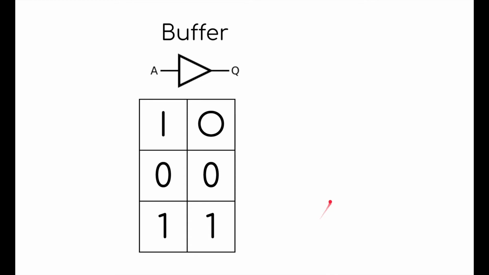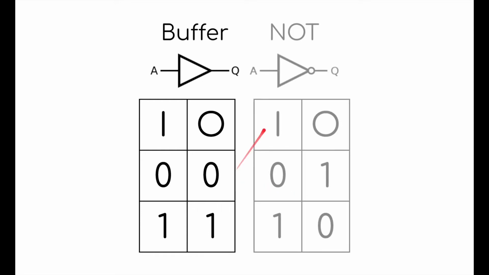A buffer basically gives an output that is exactly the same as the input, so it does nothing. A NOT is the opposite. If its input is a 0, then it gives a 1. If its input is a 1, then it gives a 0. Normally we won't be using buffers because they don't actually do anything to change the input.